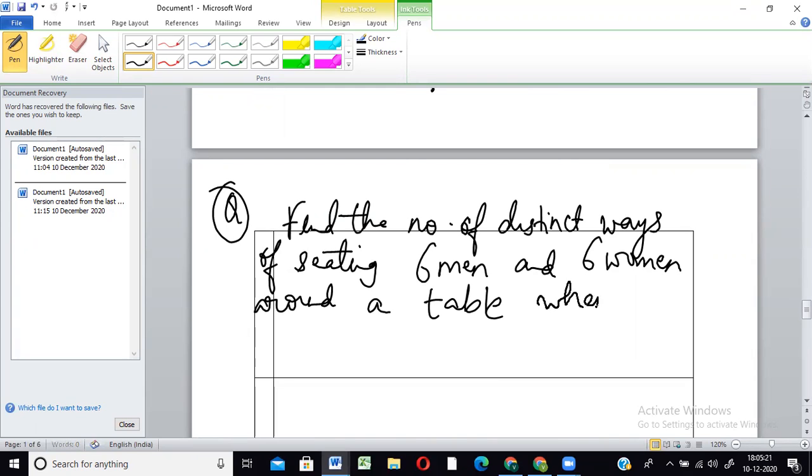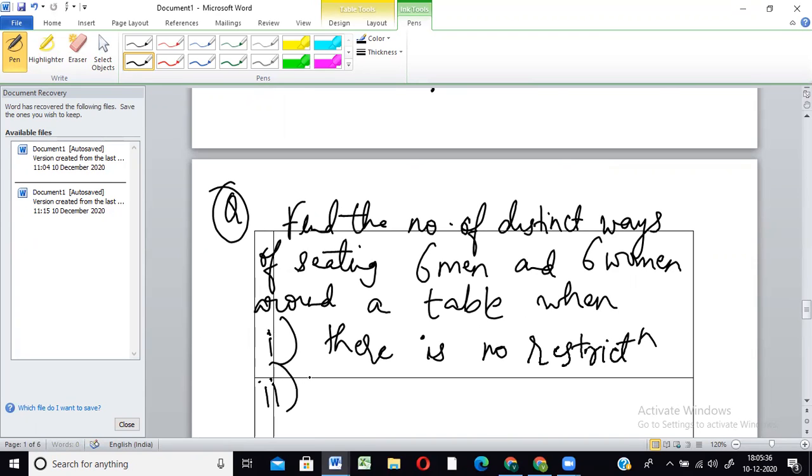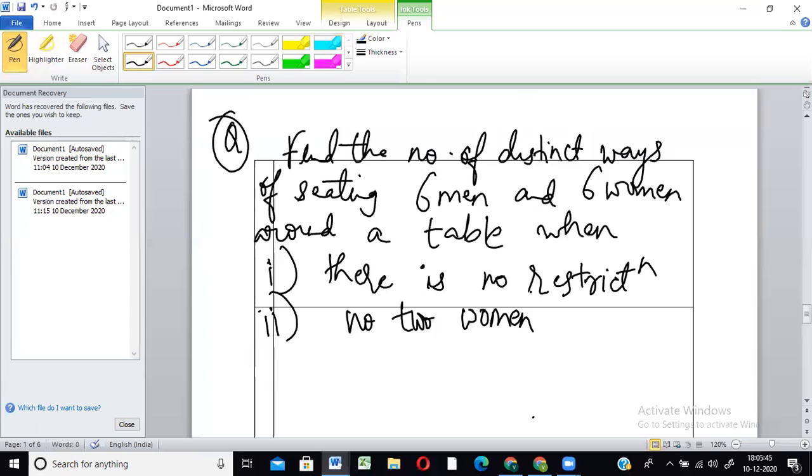Then there is no restriction on the gender, because they're talking about two types of people, 6 men and 6 women. So first, when there is no restriction, and the second one is, no two women are seated next to each other.